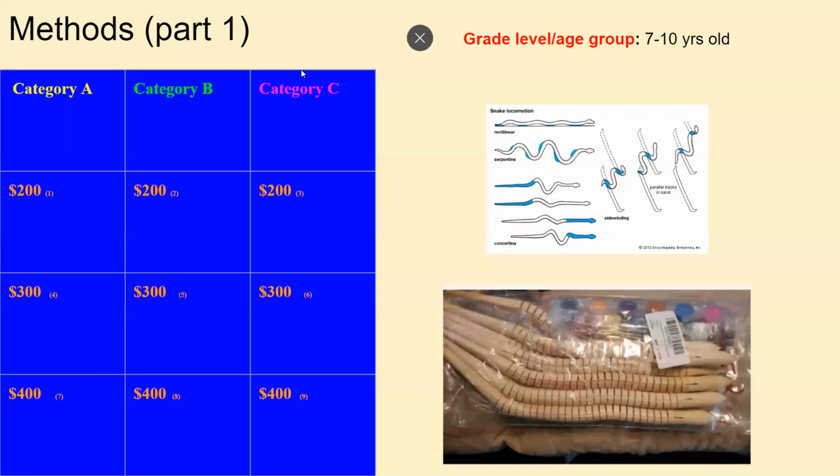Next slide, please. So for the first part, we played the game Jeopardy, and we had 9 questions for different points. And we asked questions such as, what are the 4 major types of locomotion? What is the most common type of movement? Which movement travels diagonally, and so on. These questions were mostly designed to get the kids thinking and remember what the different movements were and how these snakes exactly move.